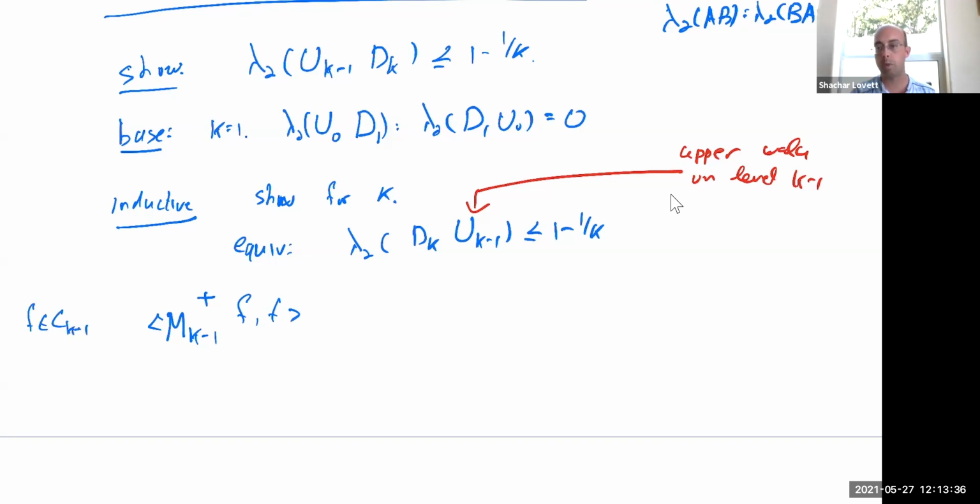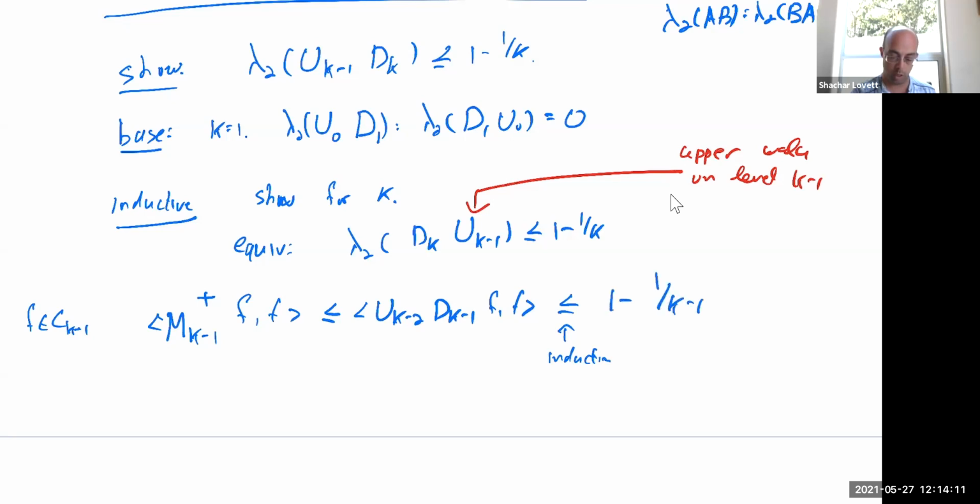And what do we know about this? We're using now this PSD ordering. We've seen this is smaller than Uk minus 2 Uk minus 1 FF. This is using this relation we've seen between the non-lazy upper walk and the lower walk on level k minus 1. And now we can use induction. This is by induction, using it at a level 1 less, 1 minus 1 over k minus 1.